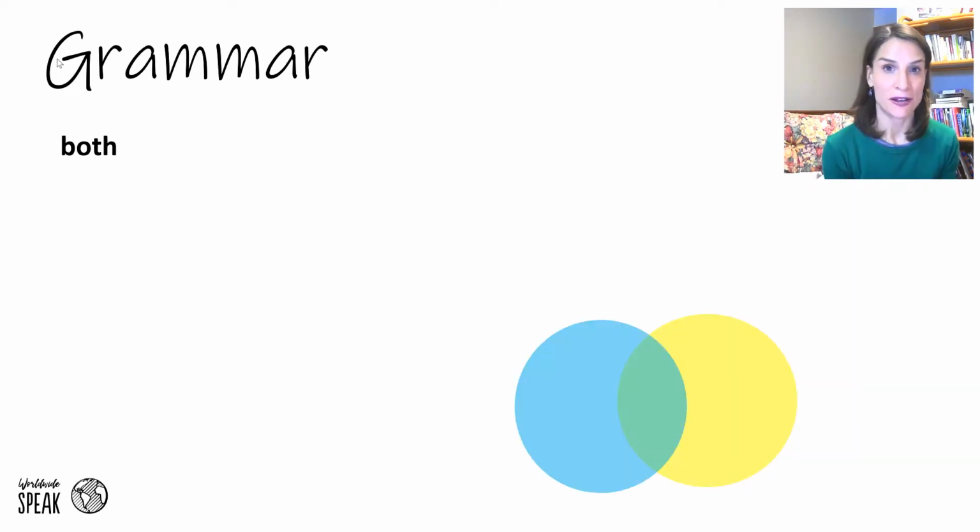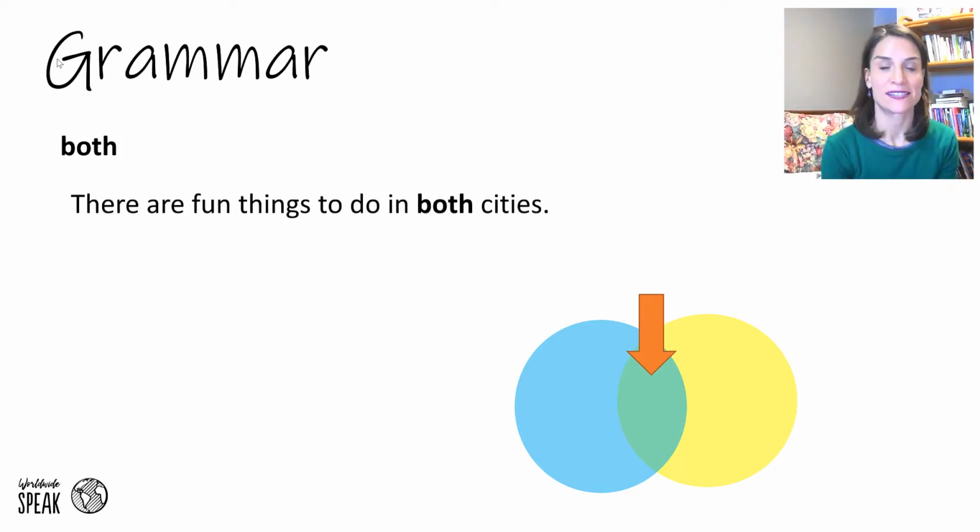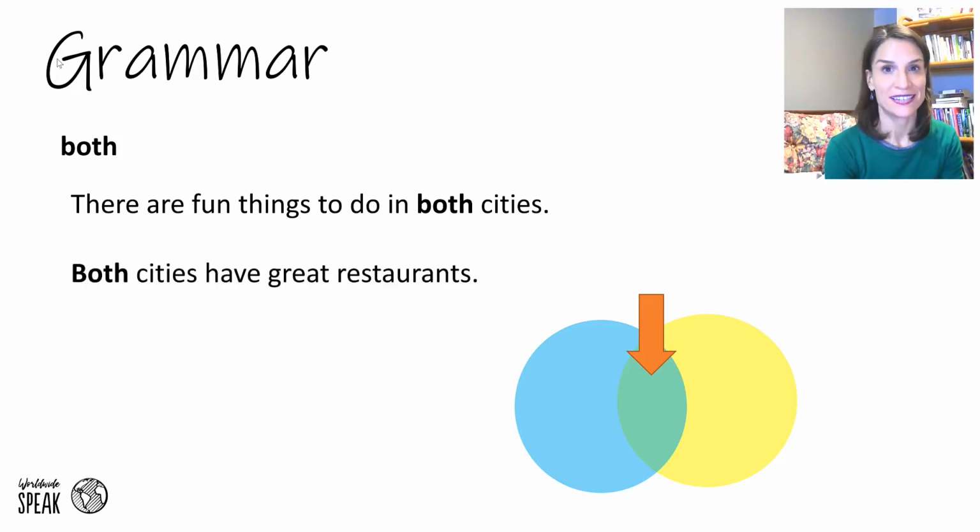If I want to talk about the similarities between places or some characteristic that is shared, a very good word to use is "both". So like this. There are fun things to do in both cities. It means like the two. I could say there are fun things to do in the two cities, but more commonly we will use the word "both" to express this. Both cities have great restaurants.